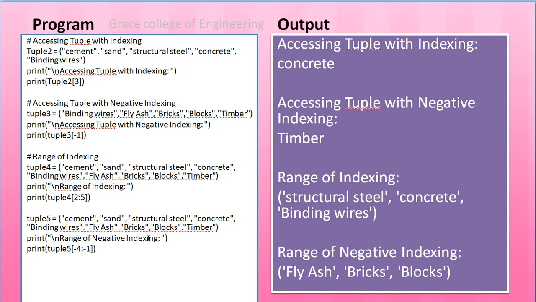Range of negative indexing. So print tuple of -4:-1. Already you know the concept. That is, the ending value will not be included. So the -1 will not be included. So the output is fly ash, bricks, blocks.